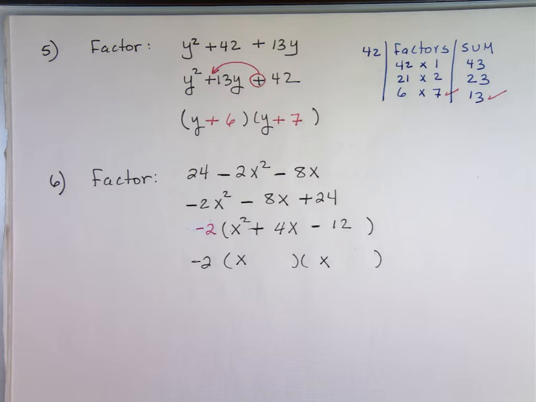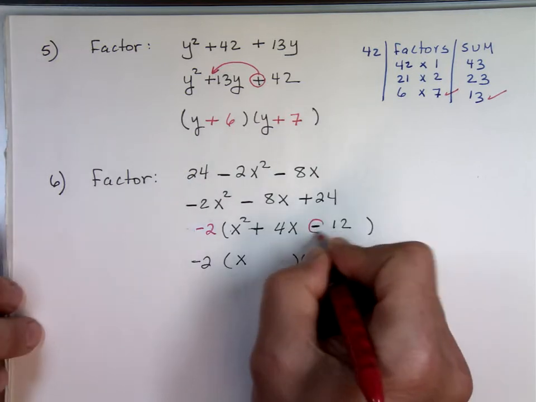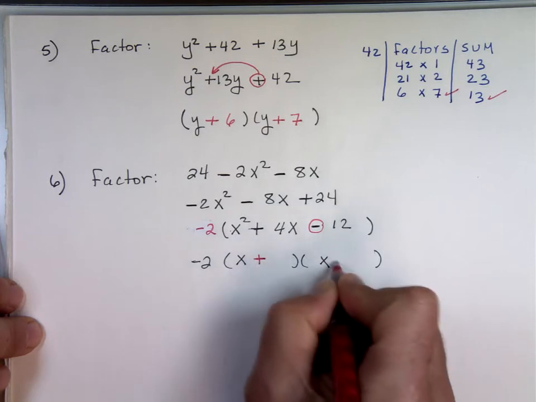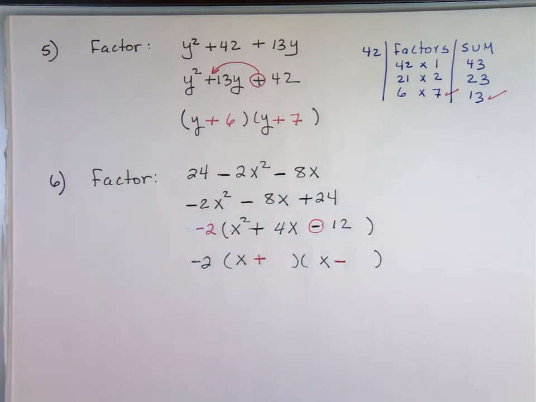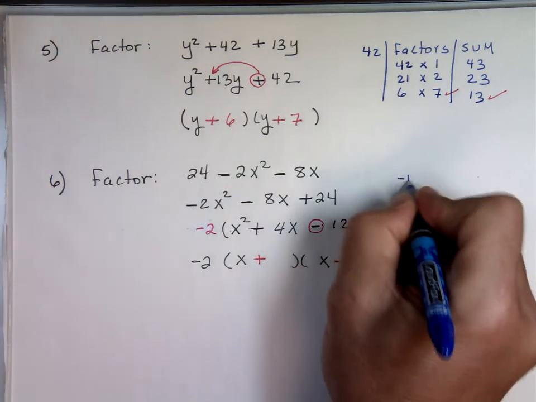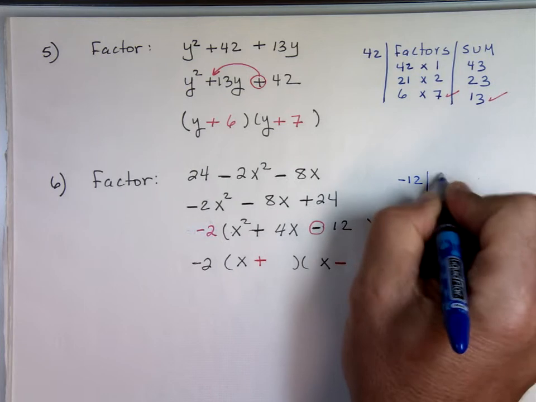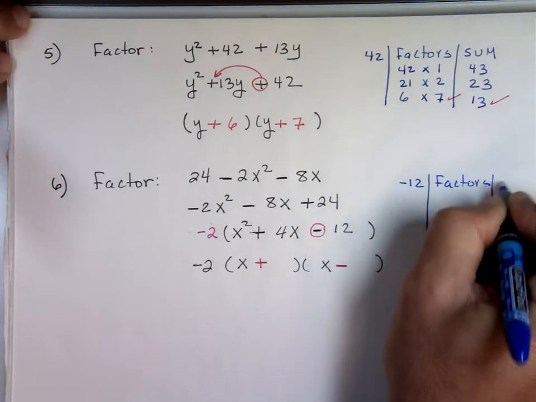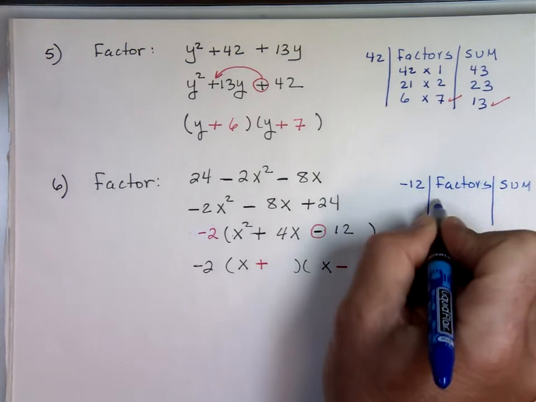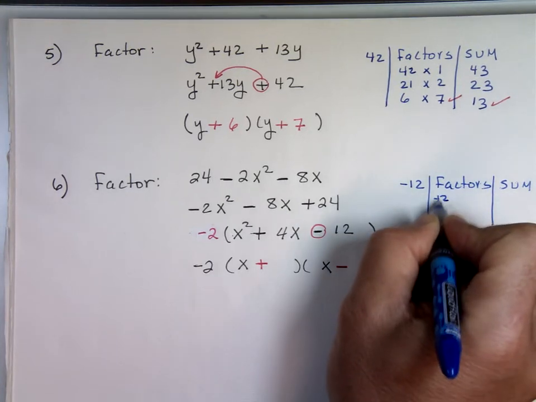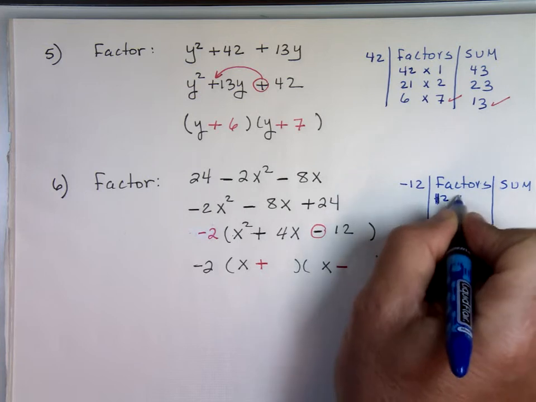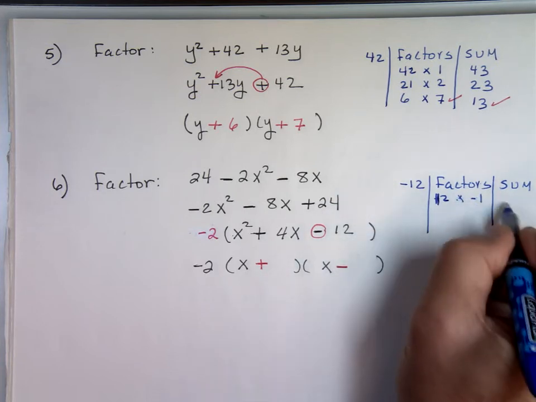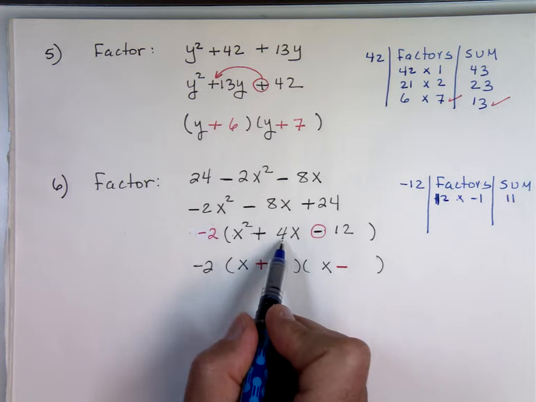And let me think of some numbers. This is a negative, which tells me one is positive and one is negative. The signs will have to be different. So negative 12, the factors of negative 12, and their sum. Could be negative 12 times 1, or 12 times a negative 1. I messed up there. The result is 11, the sum. I want it to be 4.